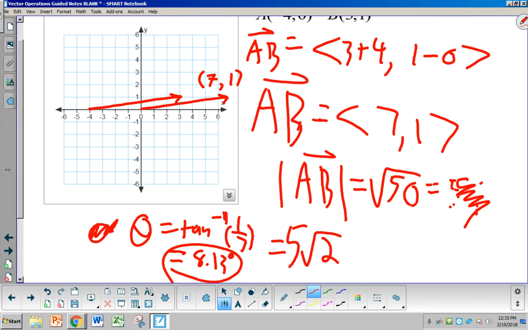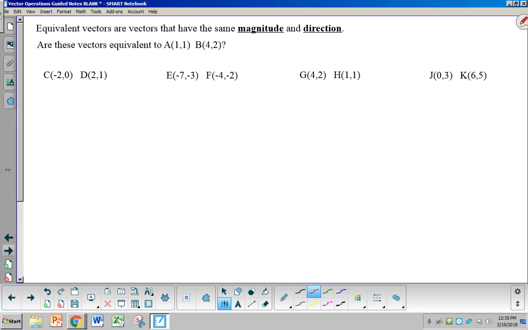7, 1. When it's in standard position, it's going to point to the position 7, 1, which is its component form. Okay, so equivalent vectors are vectors that have the same magnitude and direction. And we're going to check to see if the vector AB is equivalent to any of these. The vector that passes through these 2 points, okay? And the first one is always going to be the tail, and then the tip. So what is vector AB in component form?